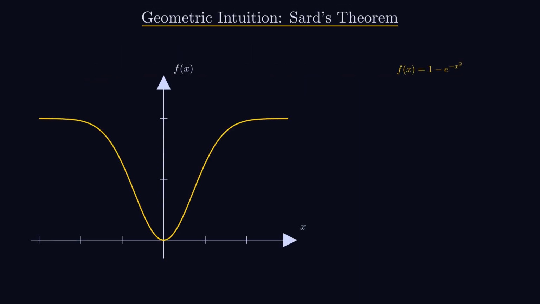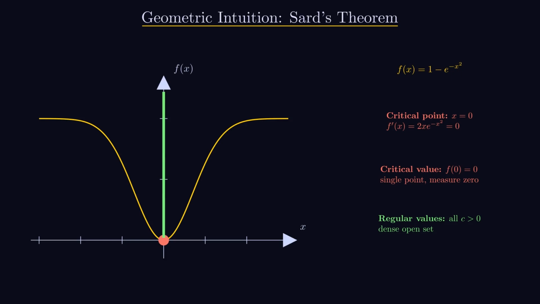Here is the function f of x equals 1 minus e to the negative x squared. It has a unique minimum at the origin and rises toward 1 on both sides. The derivative is 2x times e to the negative x squared, 0 only at x equals 0. That is the unique critical point. Its image is f of 0 equals 0, a single point which trivially has measure 0.